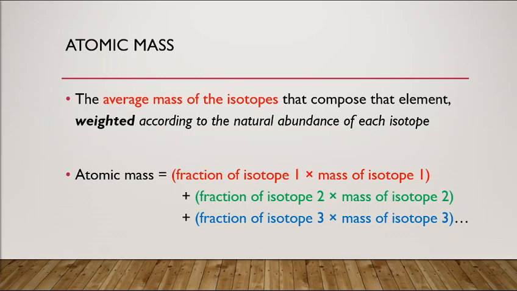So the atomic mass is going to be the mass of all of the isotopes. What I mean by that is if you were to include every single isotope on the periodic table, it would be way too big to fit on any one wall. And so the way that we get around this is we take the average of all the isotopes of a particular element and we use that as the atomic mass of that element.